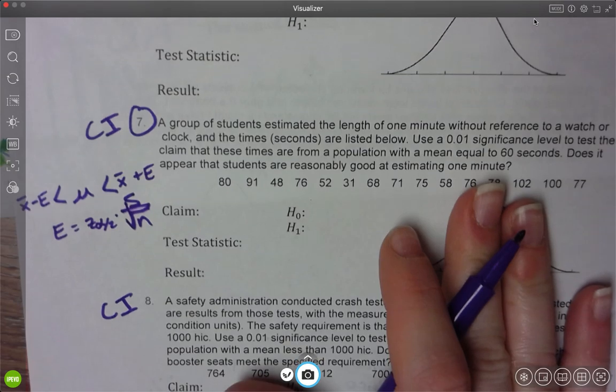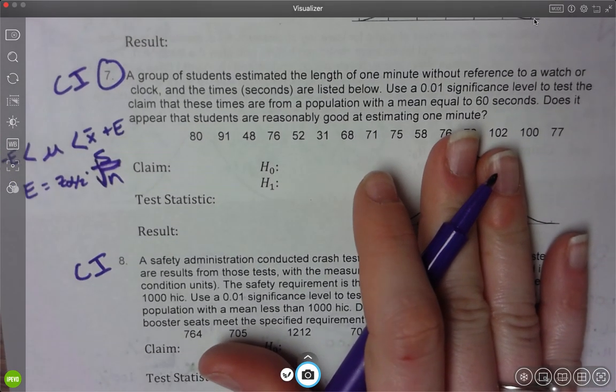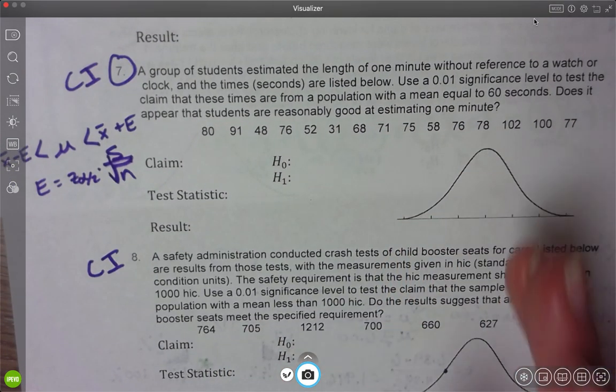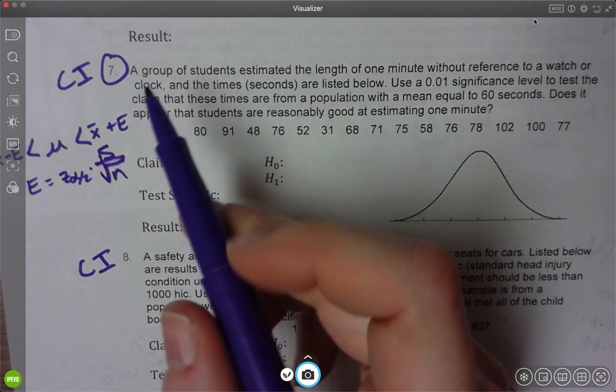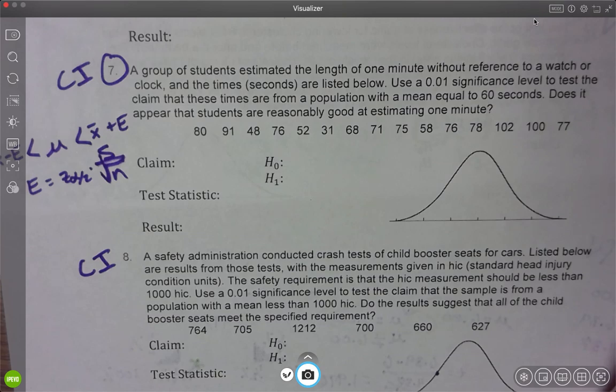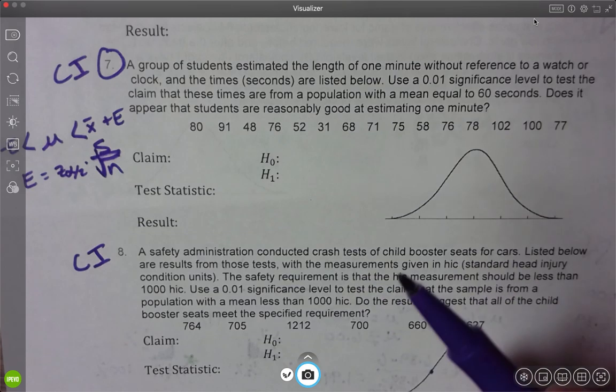We just need to construct a confidence interval, write out what our claim and null hypothesis and alternative are, and be done. All right, so use a group of students estimated the length of 1 minute without reference to a watch. Oh, this is fun. If I was in class, I'd actually have you guys do this.